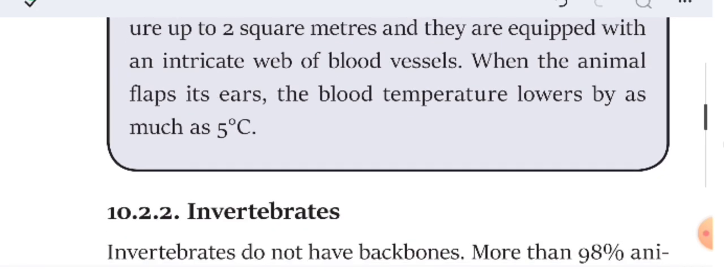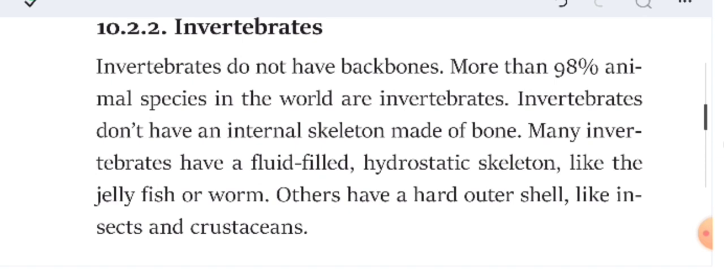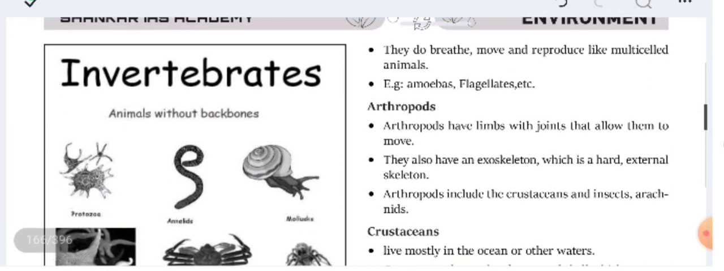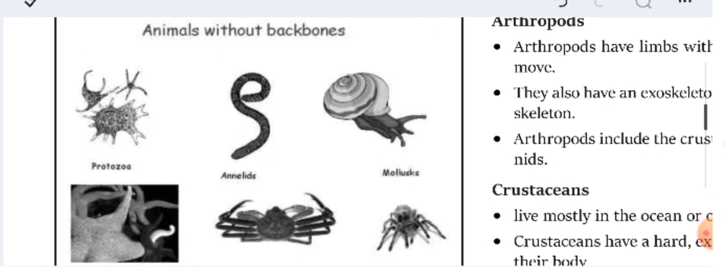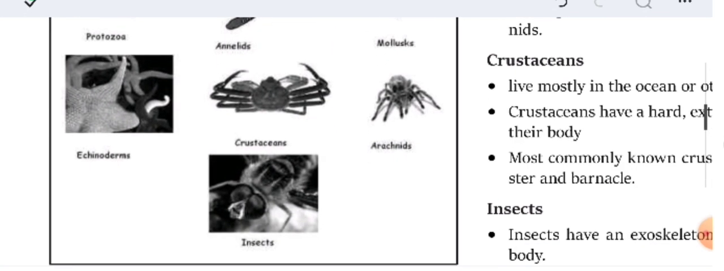Okay, now is invertebrate. So invertebrates do not have backbones. Backbone नहीं रहता है invertebrate के पास. Okay, more than 90%, 98% animal species in the world are invertebrate. Invertebrate don't have an internal skeleton made of bone. Many invertebrate have a fluid-filled hydrostatic skeleton like the jellyfish or worm. Others have a hard outer shell like insects and crustaceans. Okay, now here you can see invertebrate animals without backbones: protozoa, annelids, mollusks, then echinoderms, here crustaceans, arachnids and insects.